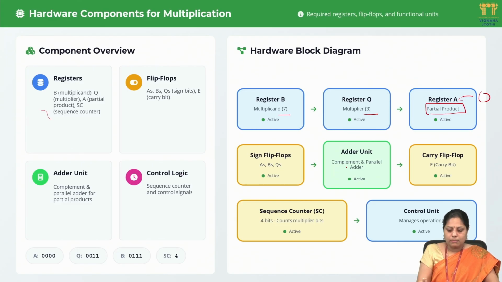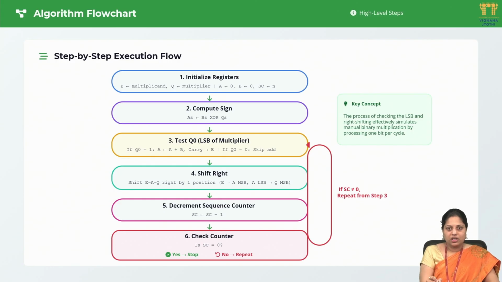Along with this, you are going to have a complementer and parallel adder. This complementer and parallel adder is going to decide whether the operation is addition or subtraction based upon the mode bit. Along with this, if you get any carry bit from this parallel adder, it will be pushed into the carry flip-flop, which is represented by using E. And next you are going to have a sequence counter. Here we are initializing the sequence counter with 4 bits, as the multiplier 3 is 4 bits whenever you represent it in binary format. And next you are going to have a control unit to manage the operations, like to check the value of the sequence counter and the value of the LSB bit of Q to take a decision. And next here you can see a simple flow diagram of the algorithm.